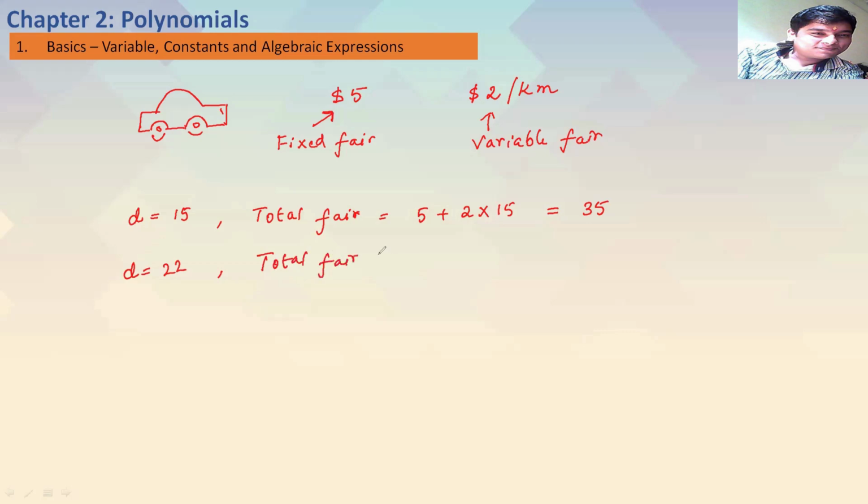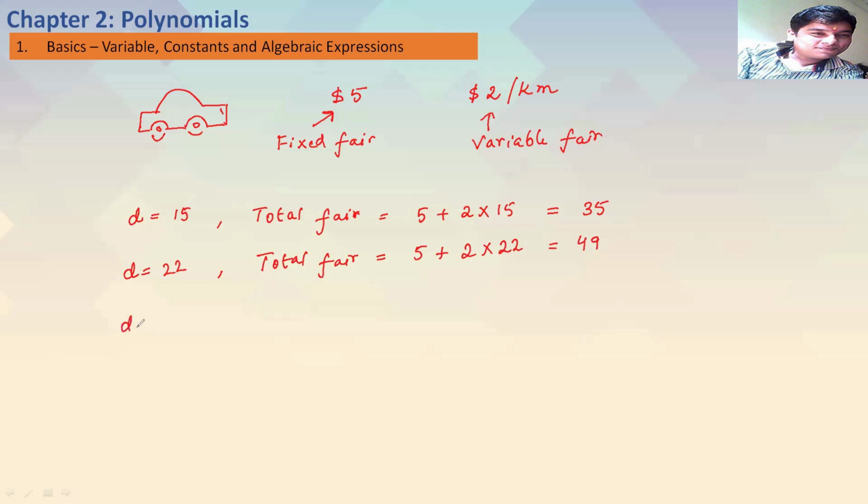If the distance traveled is let's say 22 kilometers, what will be the total fare? 22 kilometers, so 5 plus 22 into 2. Very good, 2 into 22. Let's write it in this pattern, this format. So it is going to be 49.